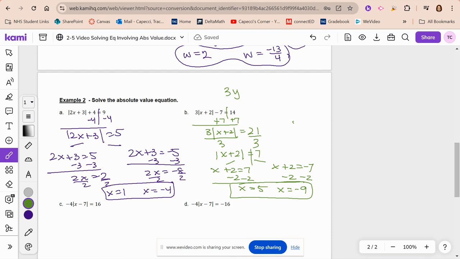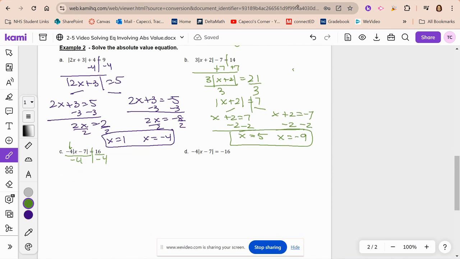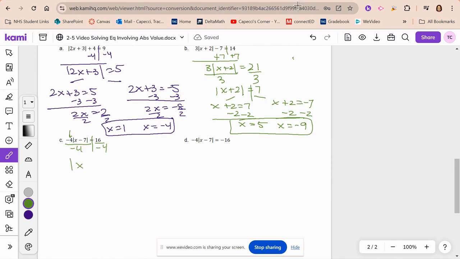So in letter C, here's my wall. And again, I have this negative 4 in front. So that's multiplied, so I need to divide. So I divide both sides by negative 4. So the absolute value of x minus 7 is equal to negative 4. Now, like we said in a previous example, once I have the absolute value isolated and it's the only thing on this side, if that's equal to a negative number, then there's no solution. There's no value that's going to work for x that's going to give us an absolute value of negative 4.